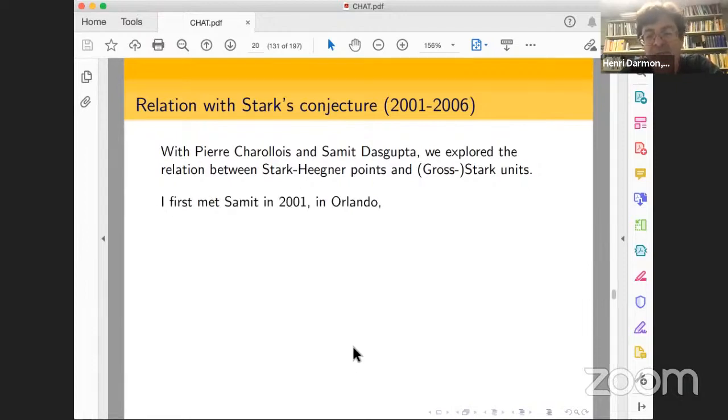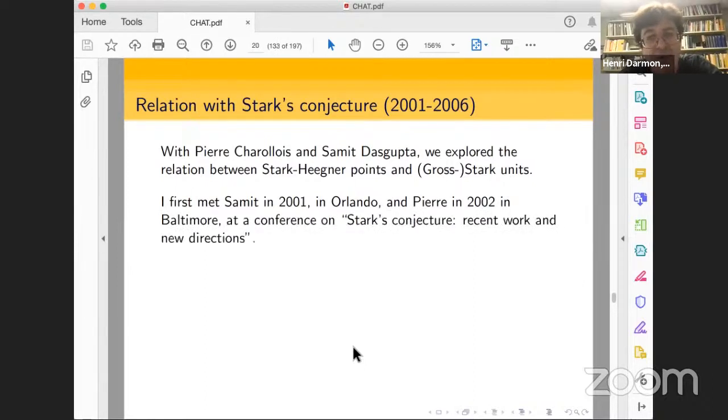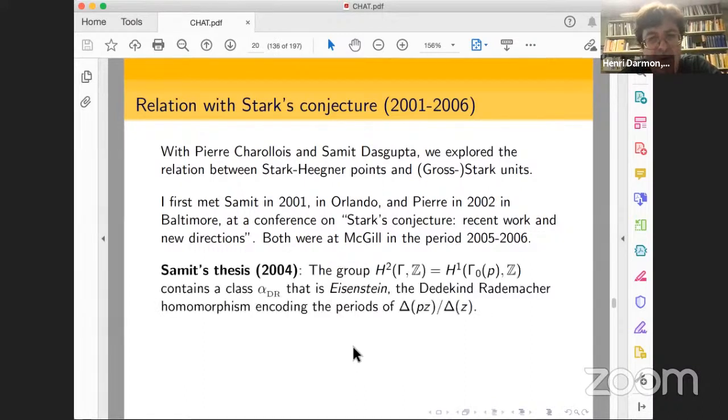And so I met Samit for the first time in 2001 at a conference in Orlando, and Pierre, about a year later, at a conference in Baltimore, which was about Stark's conjecture. Both of them were at McGill in the period 2005-2006. They both spent some time there. And I remember that period as being a particularly pleasant and fruitful one for thinking about Stark's conjecture.